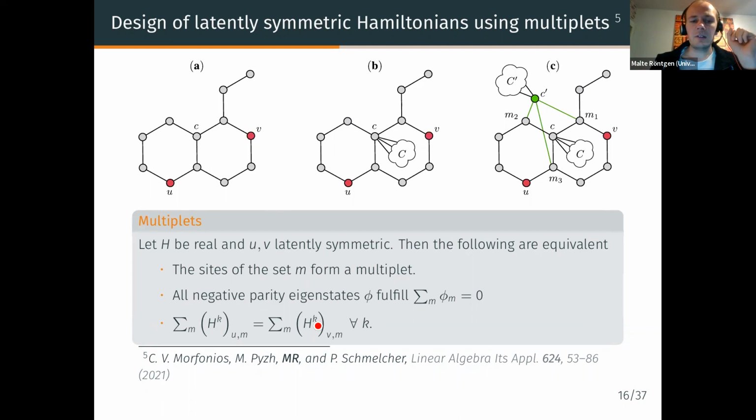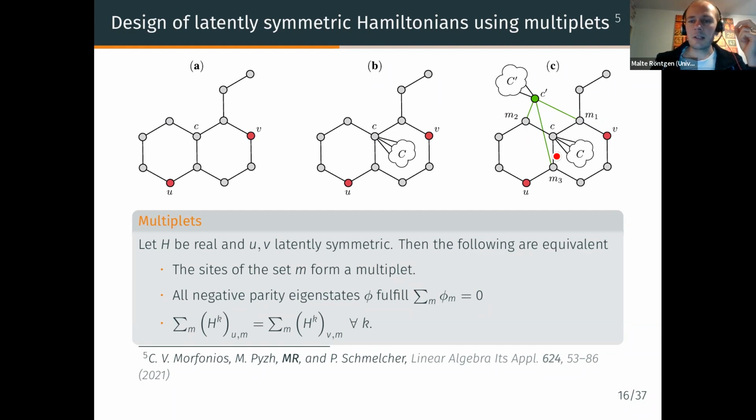So this is shown here. M is a set of sides and you sum over the corresponding off-diagonal elements in all matrix powers. And if this sum is the same for U and for V, then the set M is what we call a multiplet. And multiplets are nice because you can use them to create singlets. So here, M1, M2, and M3 are a multiplet consisting of 3 sides, so a triplet. This is, by the way, the reason why we use this particular terminology.